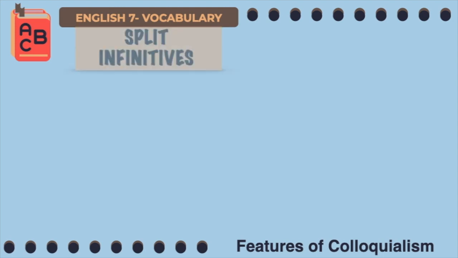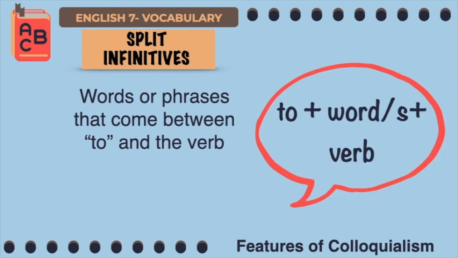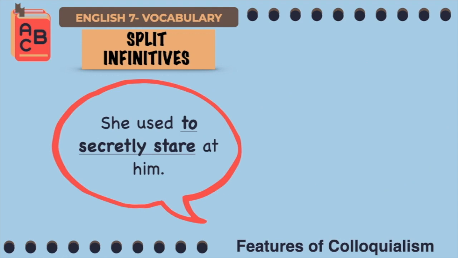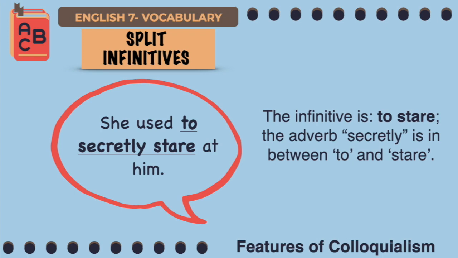Next is split infinitives. Split infinitives are words or phrases that come between to and the verb. This contains the infinitive to plus the word or words plus the verb. She used to secretly stare at him. In this sentence, the split infinitive is the phrase to secretly stare. The infinitive is to stare. The adverb secretly is in between to and stare.